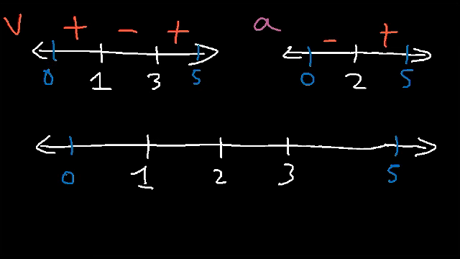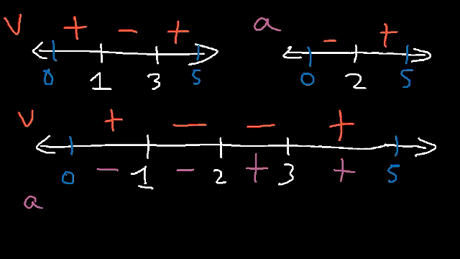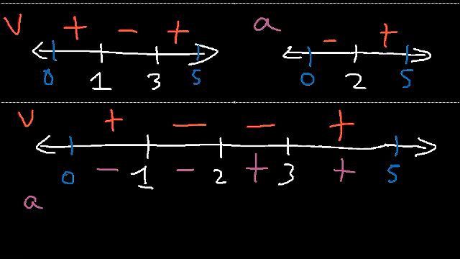So I'm going to put the velocity on top and the acceleration on the bottom. Between 0 and 1, the velocity is positive. Now between 1 and 3, it's negative. So it's negative between 1 and 2 and 2 and 3. And between 3 and 5, it's positive. Now let's move on to acceleration. Acceleration is negative between 0 and 2, so between 0 and 1 and 2, it's negative. Between 2 and 5 is positive, which corresponds to 2 to 3 and 3 to 5. Now with this combined number line, when is the particle speeding up and when is it slowing down?